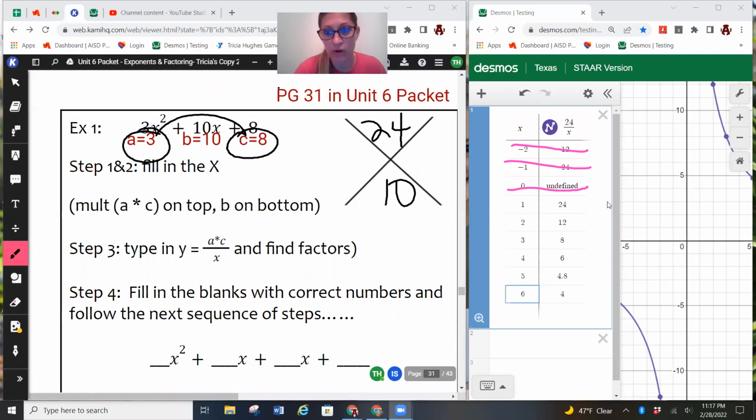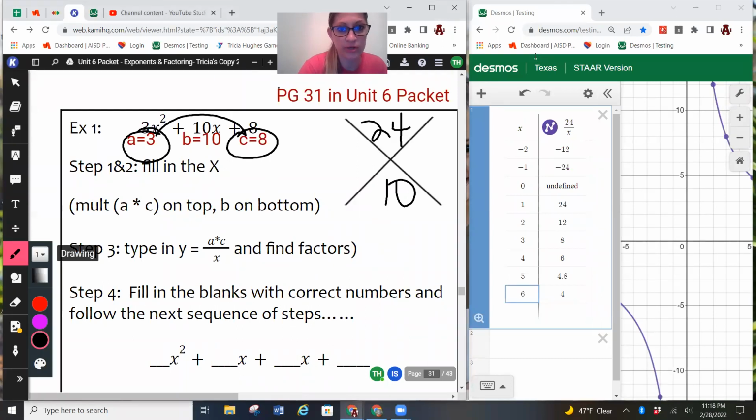1 plus 24 is not 10. 2 plus 12 is not 10. 3 plus 8 is not 10. Winner, 4 plus 6 is 10. All right. We have found our match. So we will come over here and we will put 6 and 4. Now you have your x complete. We have done step 1. We have done step 2. We've done step 3. Now let me take you to our next step.